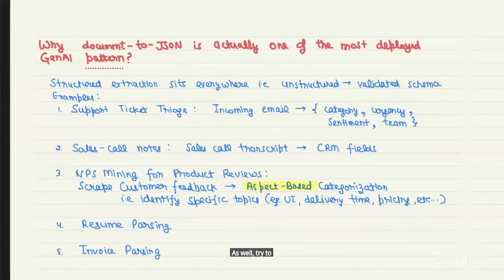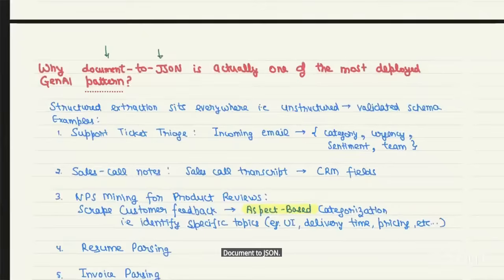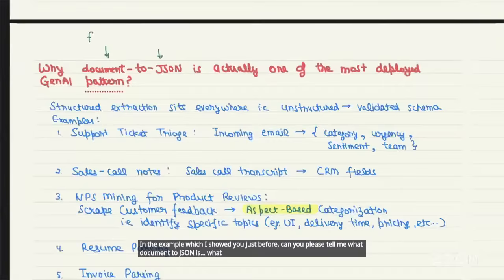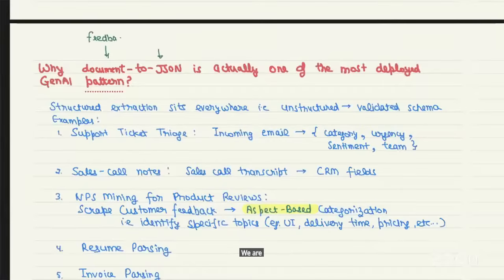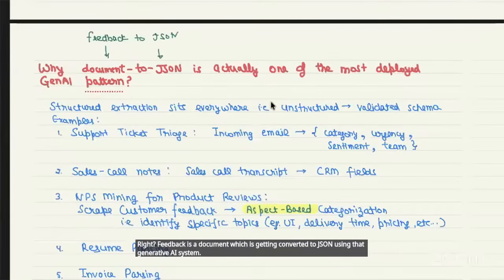Try to explore this and do your own research about how this pattern, which I just showed you, is very popular. What is this pattern called? This pattern is actually called document to JSON. In the example which I showed you just before, what kind of a process are we doing? Feedback documents are converted to JSON format. Do you all agree with that? Feedback is a document which is getting converted to JSON using that generative AI system.